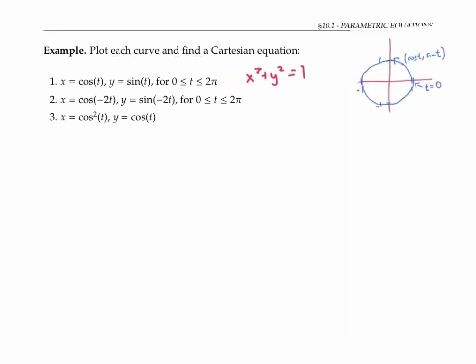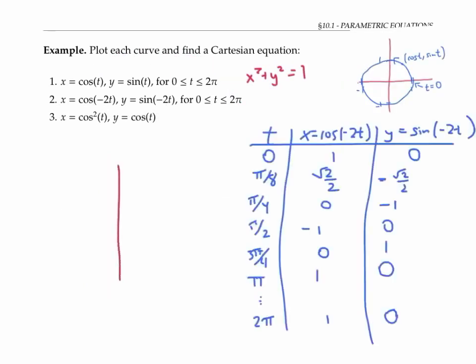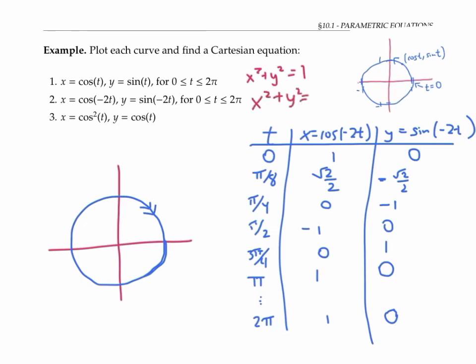The table of values should help you see that the graph is again a unit circle, but this time, as t increases from 0 to 2 pi, we actually traverse the circle twice in the clockwise direction. I'll draw this with a double arrow moving clockwise. The Cartesian equation for this graph is still x squared plus y squared equals 1. And so we found two different parameterizations for the same graph on the xy axis.